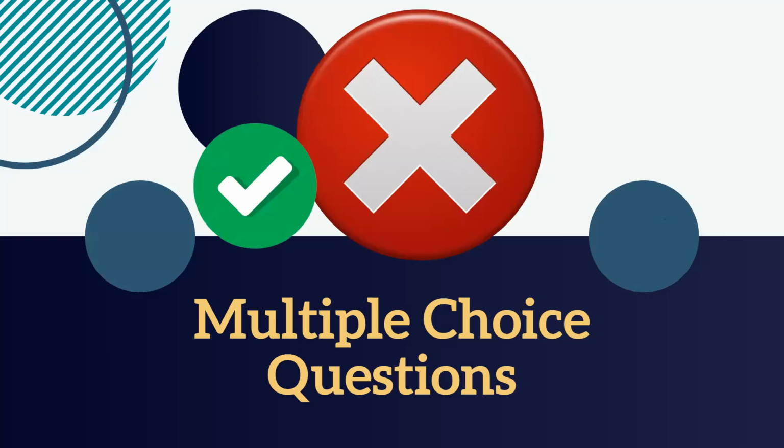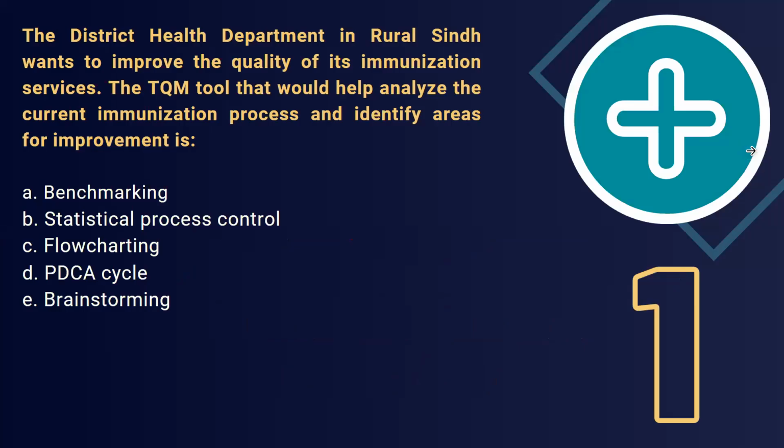Now it's time for the multiple choice questions. Number 1, the district health department in rural Sindh wants to improve the quality of its immunization services. The TQM tool that would help analyze the current immunization process and identify areas for improvement is number 1, benchmarking, number 2, statistical process control, number 3, flow charting, number 4, PDCA cycle, and number 5, brainstorming. So the answer is C, flow charting, to identify the key areas of improvement.